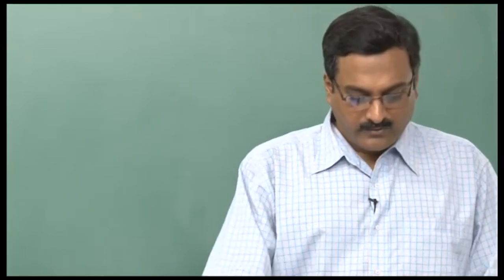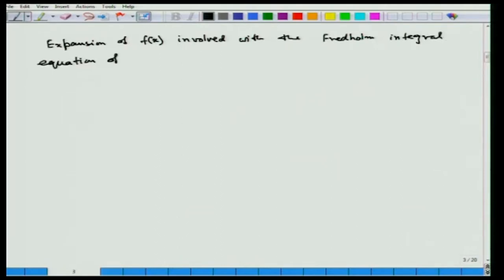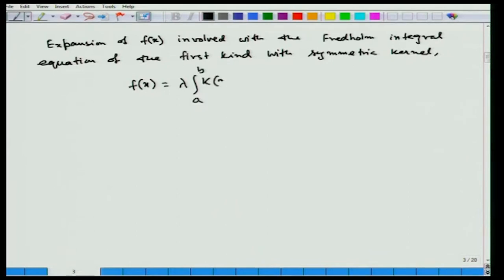So, what we are going to do, we actually intend to find the expansion of f(x) involved with the Fredholm integral equation of the first kind with symmetric kernel, which is given by f(x) equal to lambda integral a to b k of x comma s y s d s.